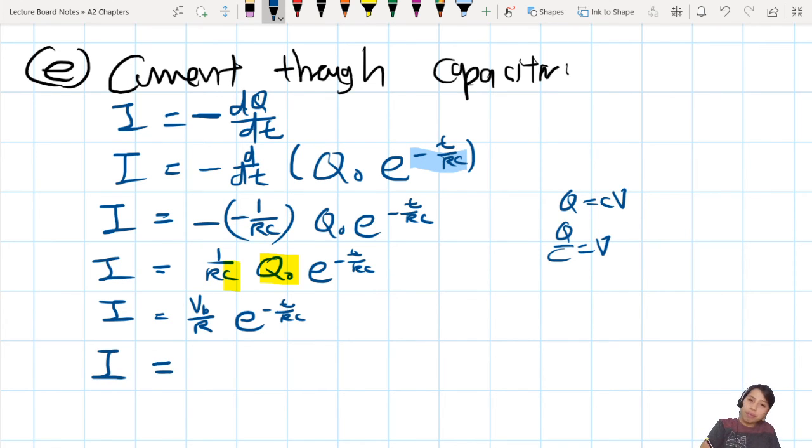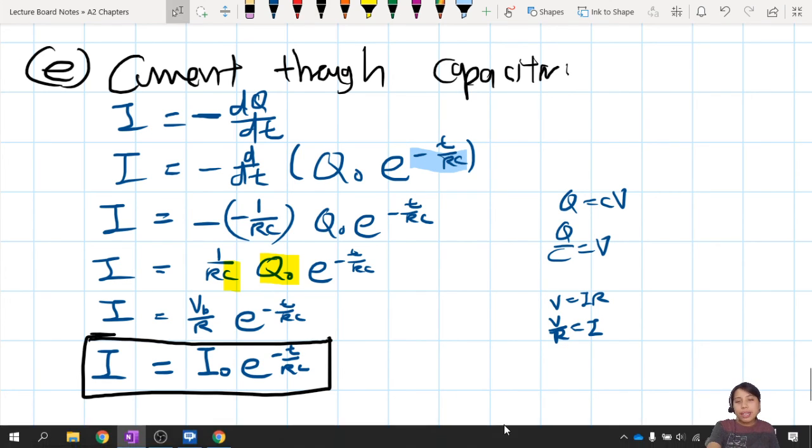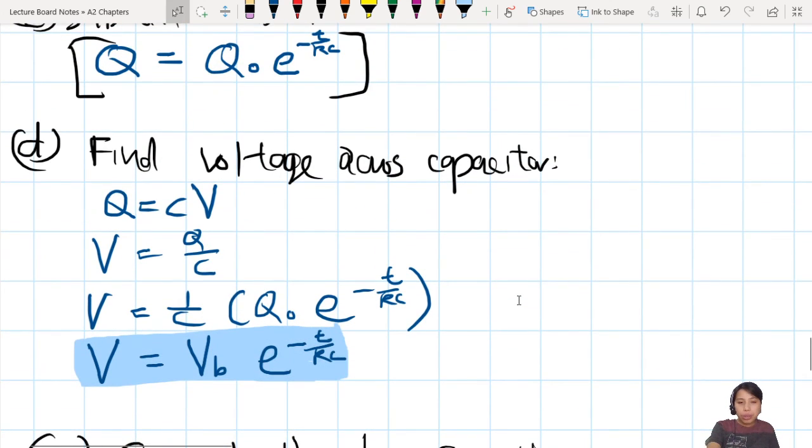You can simplify V over R. That looks familiar, V equals IR. The R here refers to the resistance of the resistor. That's the only one that has R, that's where the R comes from in the first place. So V over R will be I. So you can say this is the initial current flowing through the capacitor. Ta-da! And you have your equation for this one. So this is how you can find the current through the capacitor.